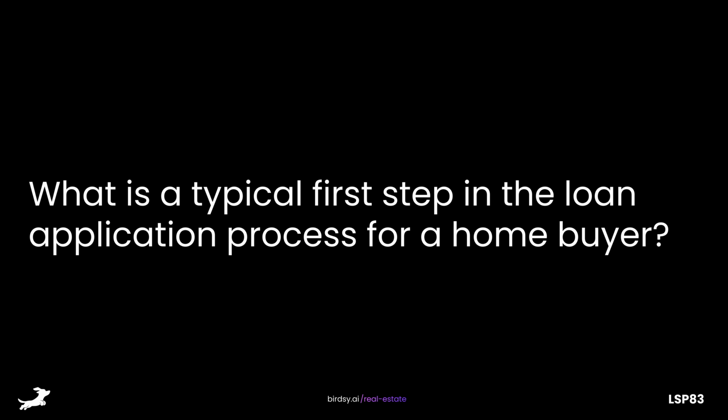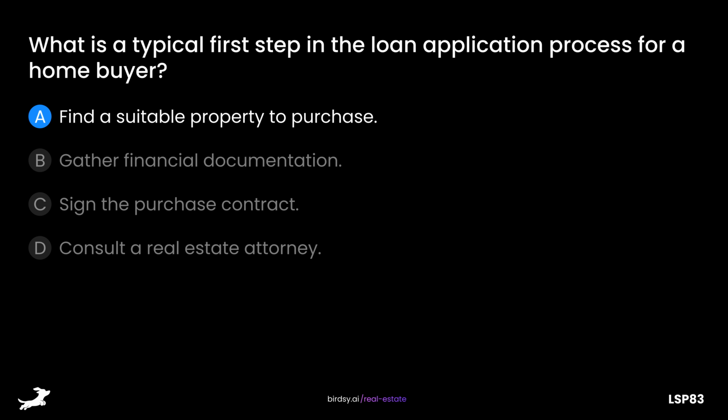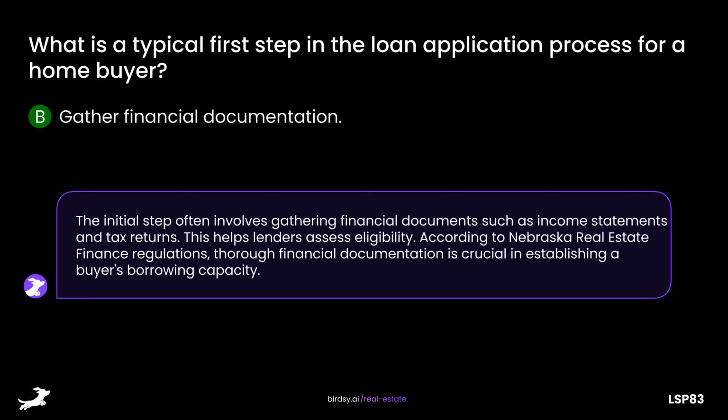What is a typical first step in the loan application process for a homebuyer? Is it A, find a suitable property to purchase, B, gather financial documentation, C, sign the purchase contract, or D, consult a real estate attorney? The answer is B, gather financial documentation. The initial step often involves gathering financial documents such as income statements and tax returns. This helps lenders assess eligibility. According to Nebraska real estate finance regulations, thorough financial documentation is crucial in establishing a buyer's borrowing capacity.